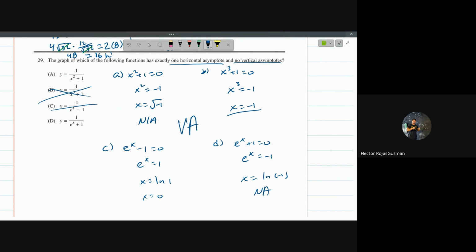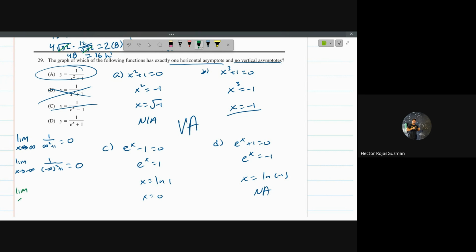Now we have to figure out which one has one horizontal asymptote. So a horizontal asymptote happens when you take the limit as x approaches infinity. And if you plug it into the function in A, you're going to basically get infinity squared plus 1, which is 0, which is cool, right? It has a horizontal asymptote. But you also have to check the limit as x approaches negative infinity. And if you plug in negative infinity, well, that's also 0. It checks out. That's the answer. But just to prove it to you, I'm going to go ahead and check D.